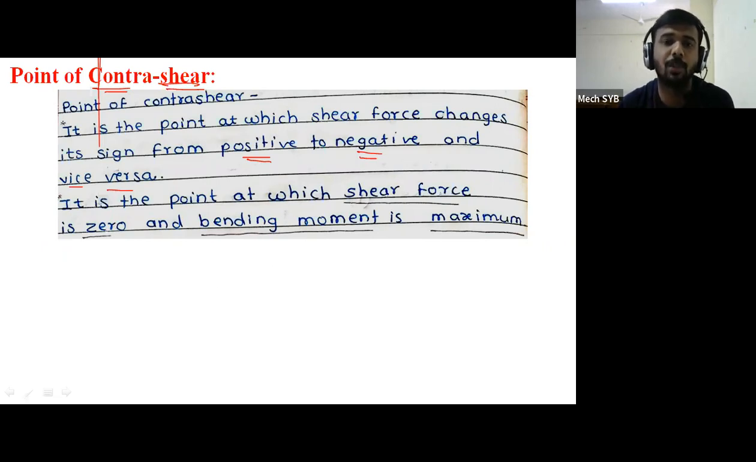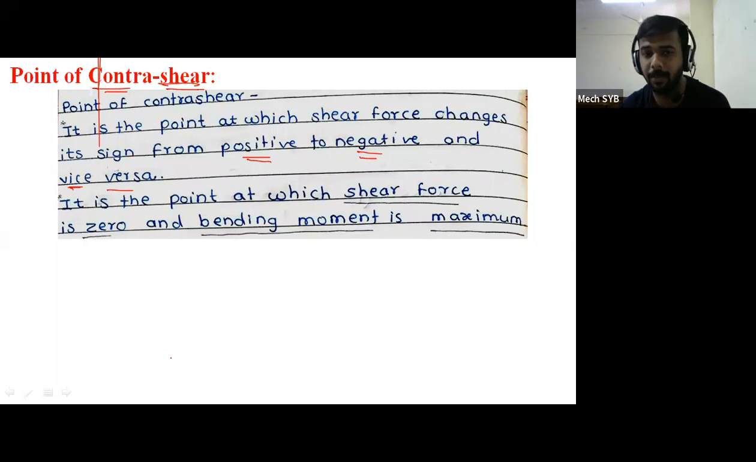या पॉइंटला तुमची शियर फोर्स काय होतोय? चेंज होतोय. मग तो पॉझिटिव्ह कडून निगेटिव्ह कडे तर जातो किंवा निगेटिव्ह कडून पॉझिटिव्ह कडे जातो, म्हणजेच व्हाईस वर्सा. Either it is from positive to negative or from negative to positive. If such a point you get in the SF diagram, that point is called a point of contra shear.